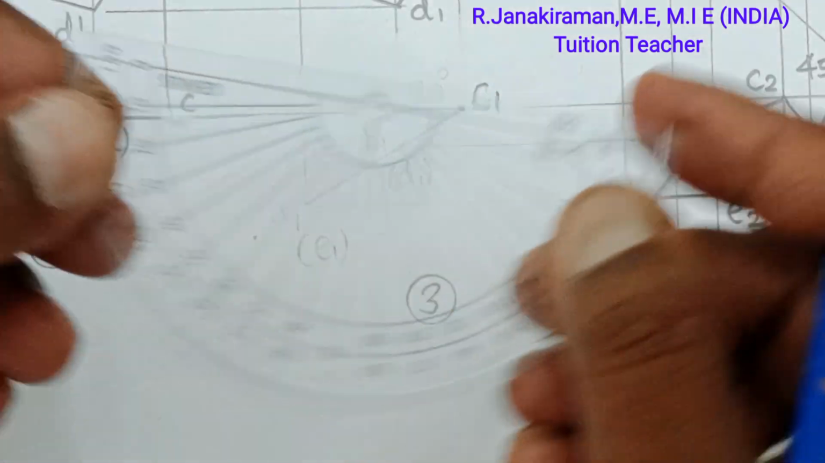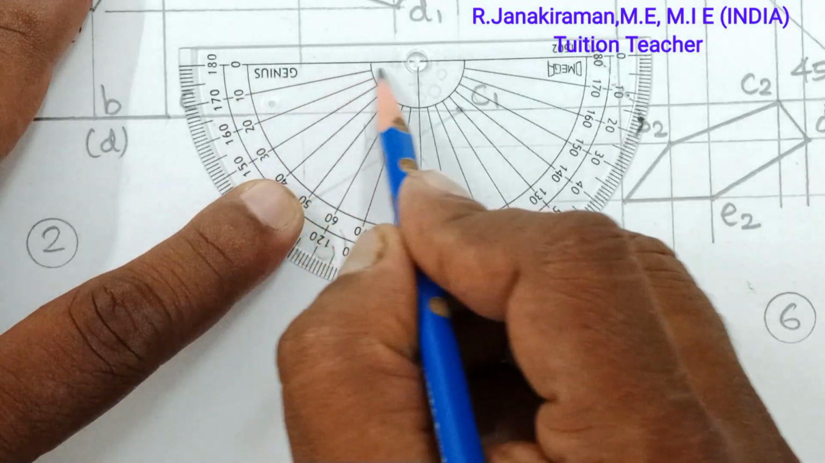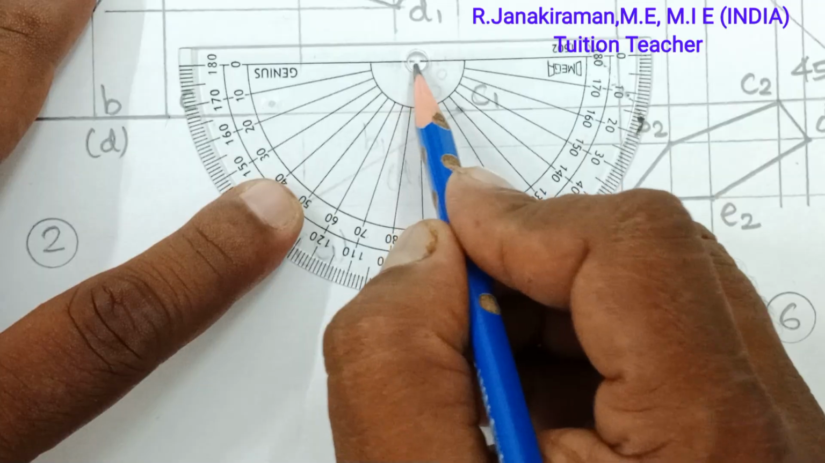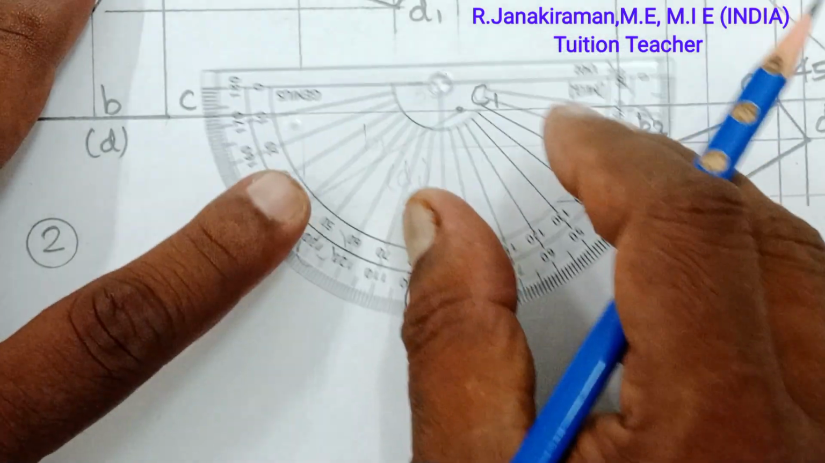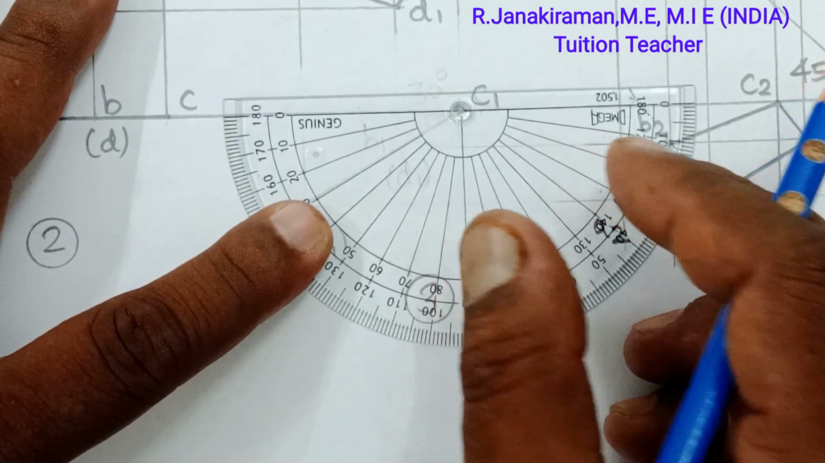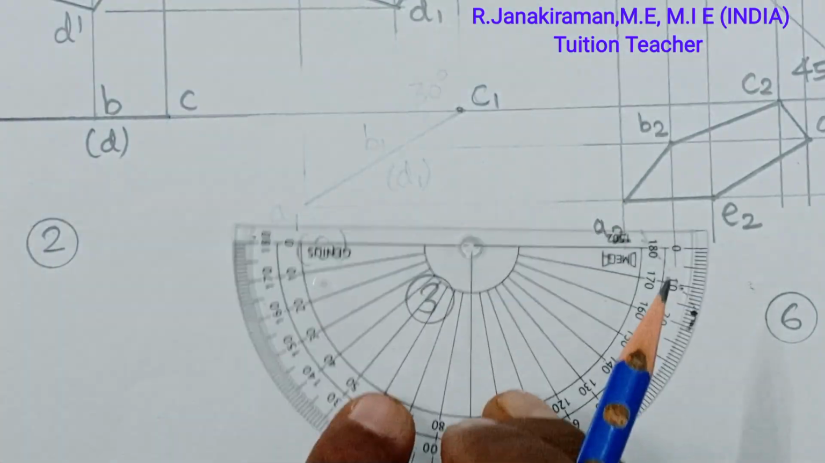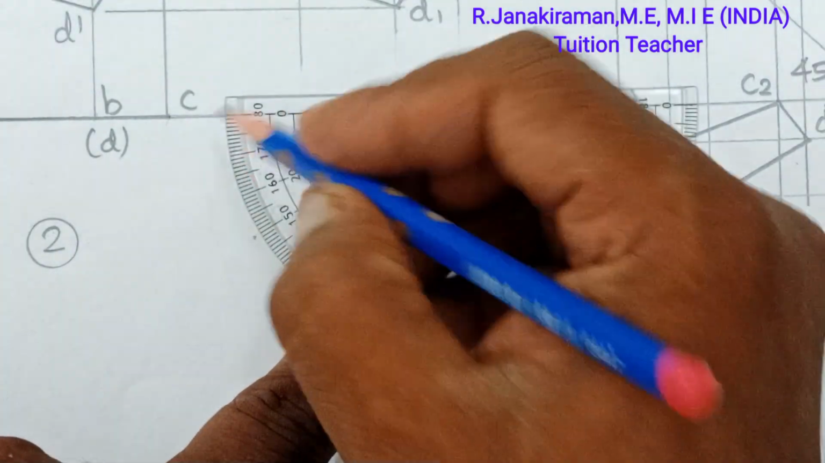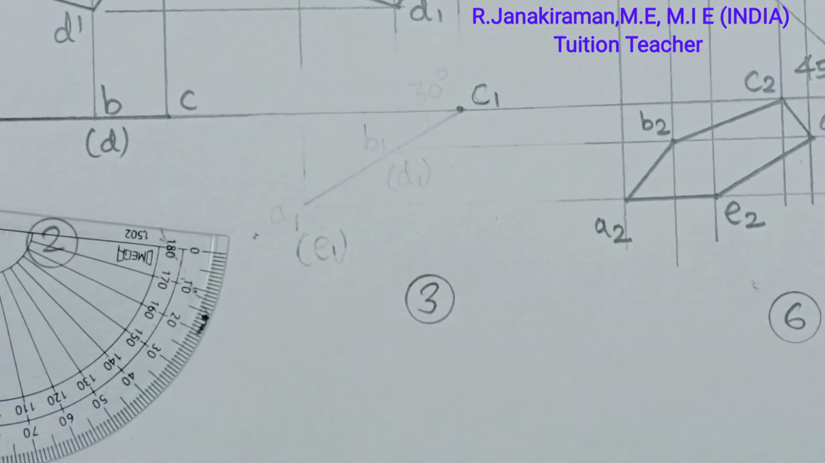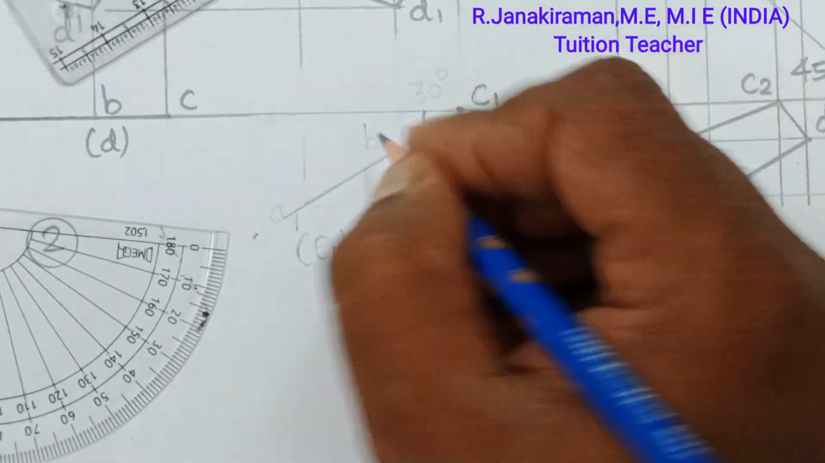Take your protractor. The horizontal printed line of your protractor must coincide with the XY line. The center of your protractor should coincide with this C suffix 1 dash. So keep your protractor like this, adjust it and mark an angle of 30 degree. Read like this: 0, 10, 20, 30, put a point. Join the marked points using a freehand scale so that you will get an angle of 30 degree. This angle is 30 degree.